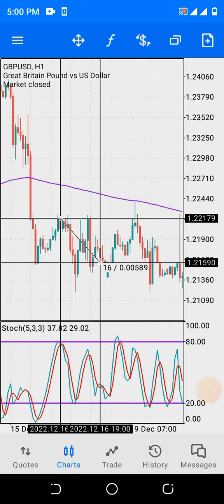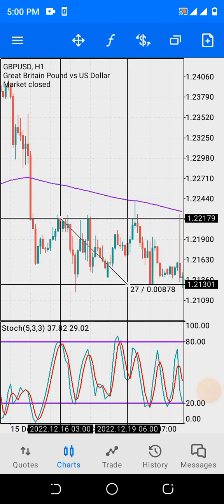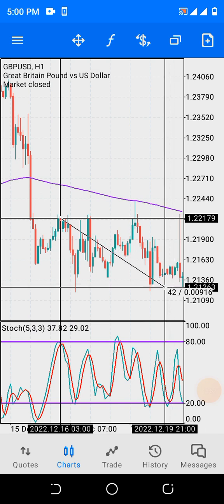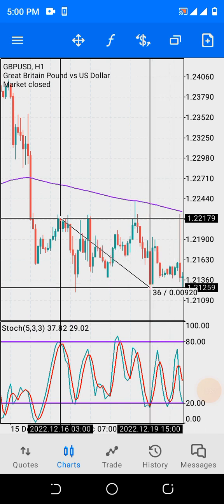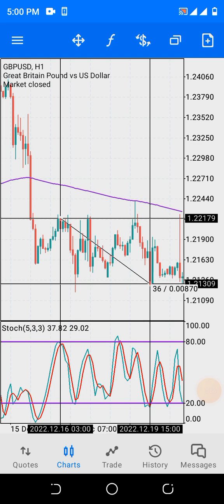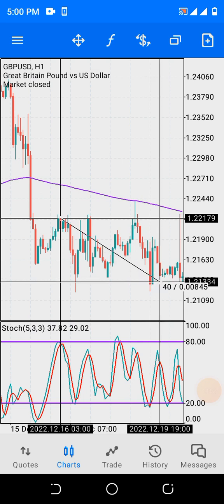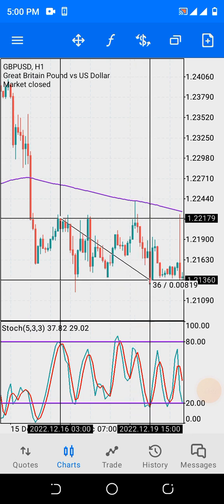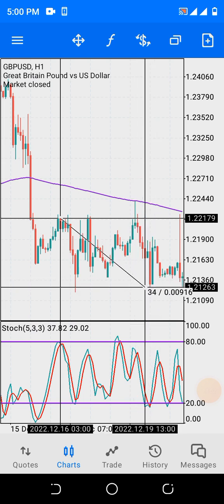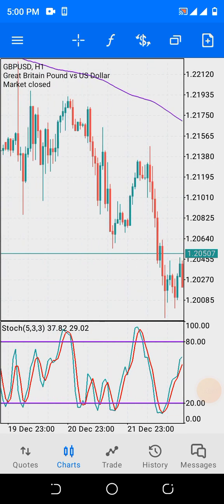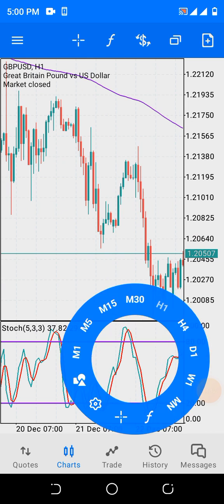Do you understand? So we count it. Our take profit should be somewhere here. Look at it. Our take profit should be somewhere here, which is 0.009. Do you understand? So that is the 1:3 risk to reward ratio. Do you understand?